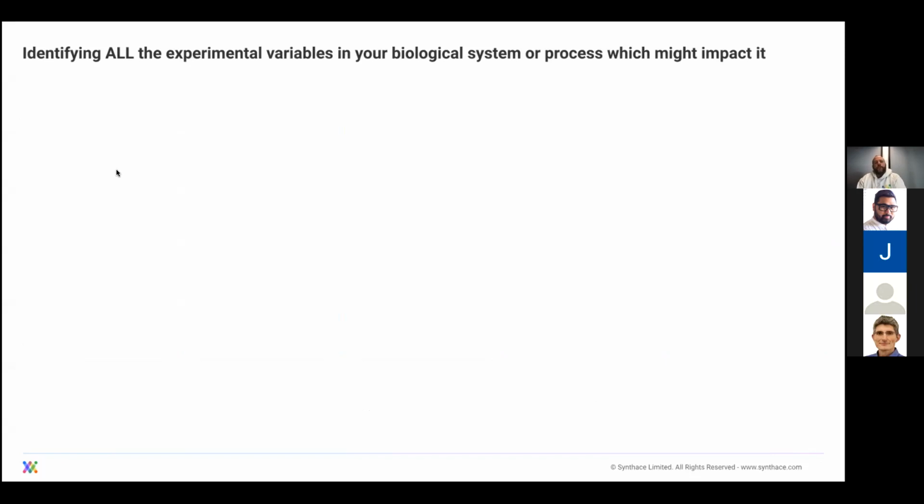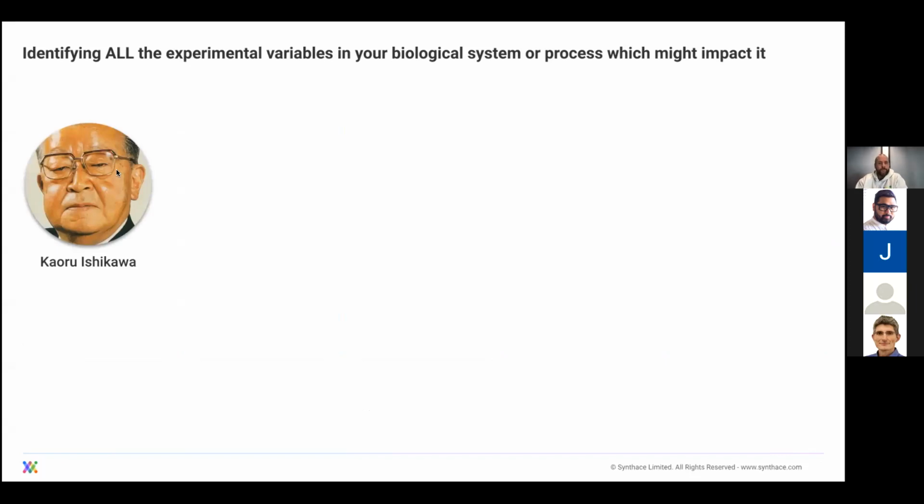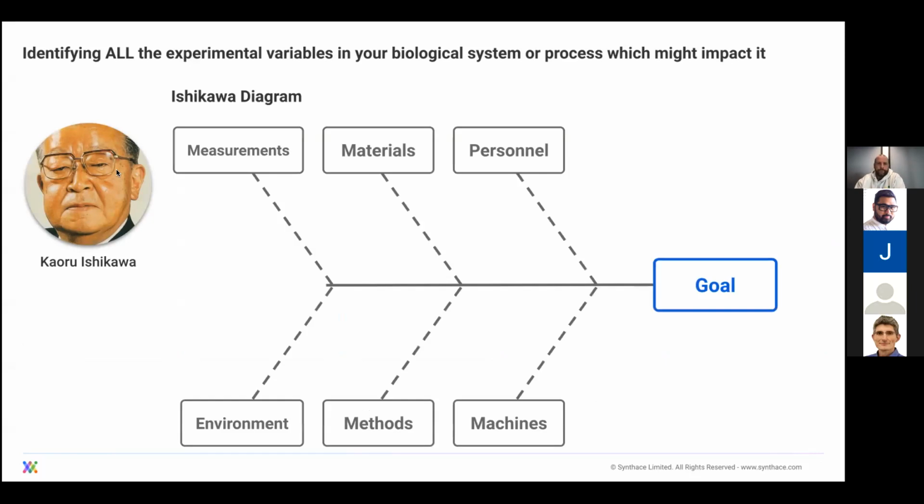I'm going to introduce you to a tool to help you do this. But first, let me introduce you to Professor Ishikawa, who was part of the engineering faculty at the University of Tokyo. He was noted for his quality management innovations and best known in DOE circles for his cause and effect diagram, known as an Ishikawa diagram.